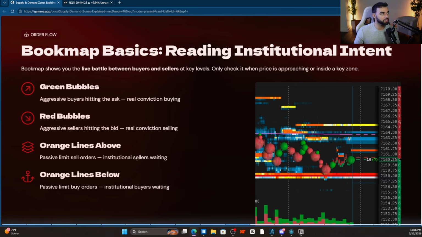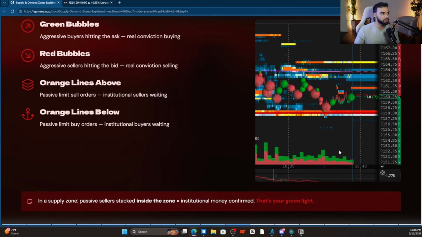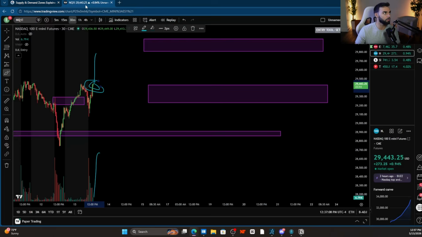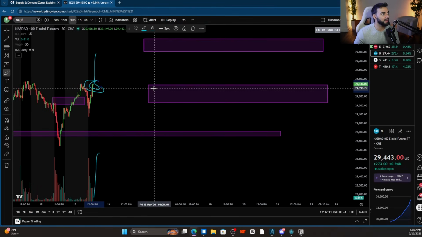And the orange lines above are the passive limit sell orders, and the orange lines below are the passive limit buy orders. So they show you the intent of the market. In a supply zone, right, passive sellers are going to be stacked inside the zone. This is just confirming institutional money. This is your green light to back up a zone. So now we're not just going to be playing off of random levels, right?